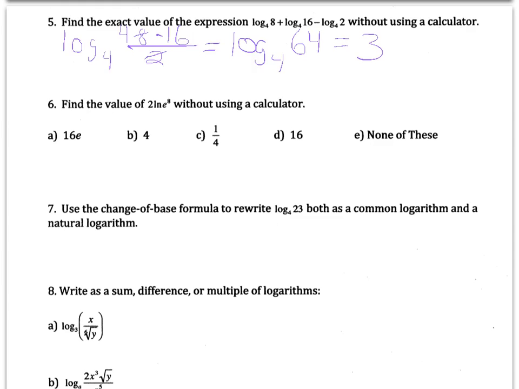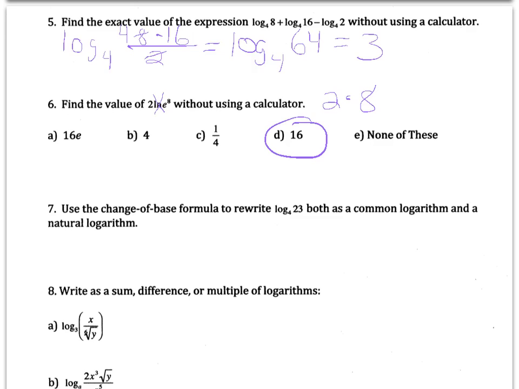For 6, we want to find the value of 2 times the natural log of e to the 8. And remember, whenever we have natural log and e next to each other, they cancel out. So really we have 2 times 8, which equals 16.